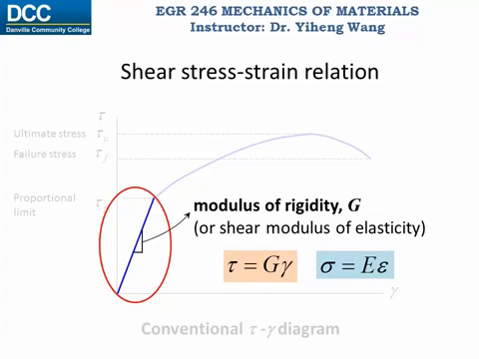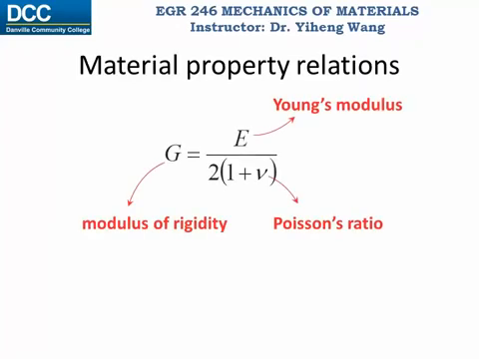And just like Young's modulus, the modulus of rigidity G has the same unit as stress. The modulus of rigidity is also an important material property, just like Young's modulus E and Poisson's ratio nu, and these three are actually related by this equation, that G, the modulus of rigidity, equals E, the Young's modulus, divided by 2 times 1 plus nu, the Poisson's ratio. So if you know any two of the three properties, you can calculate the third one.